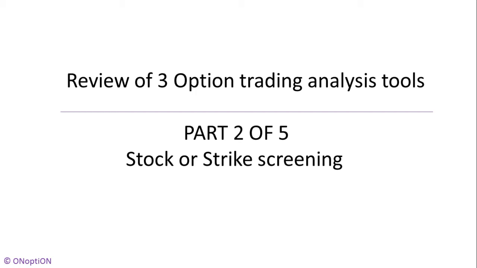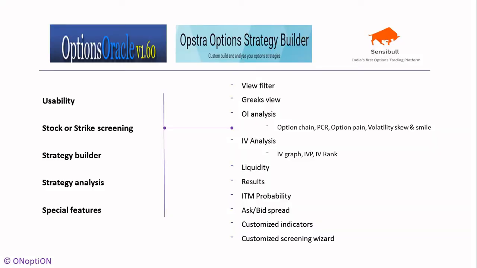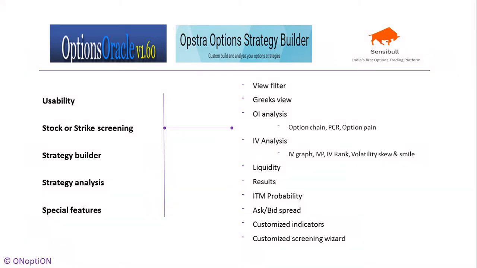This is part 2 of this video series. In this we see screening and filtering features available on these three tools. So how do we screen which strikes to be chosen for trading or which stock to be chosen for trading, especially option chain analysis, different implied volatility analysis and liquidity results and so on. So let's get into the tools right away.